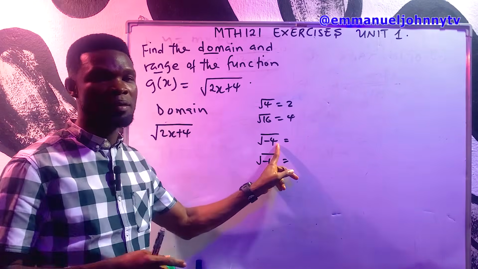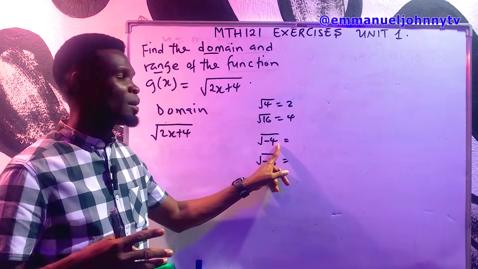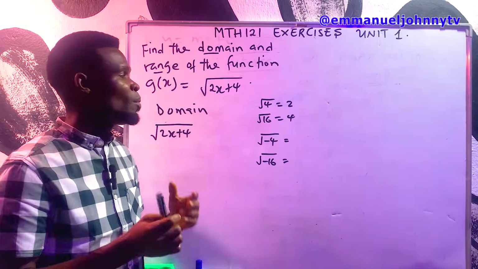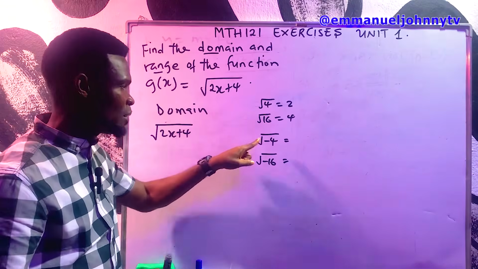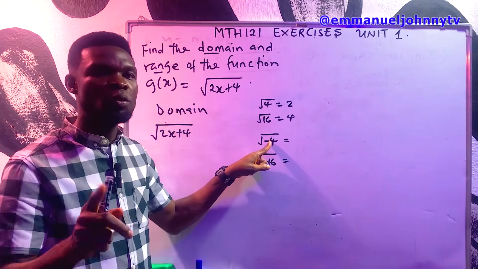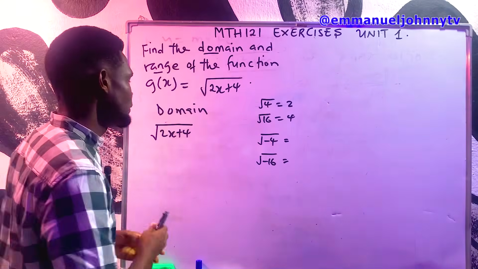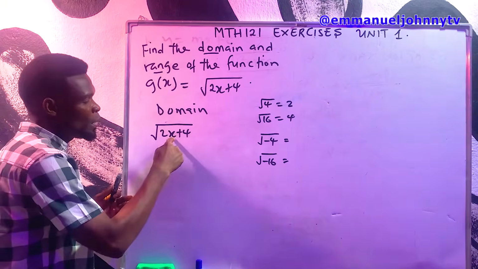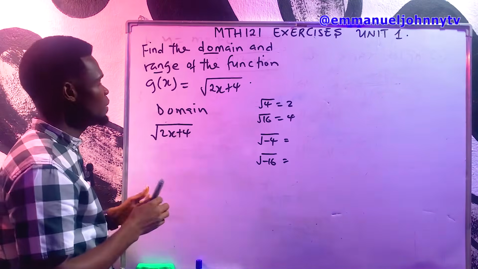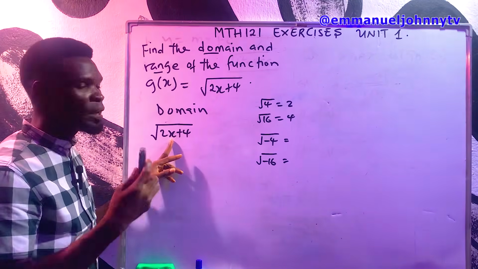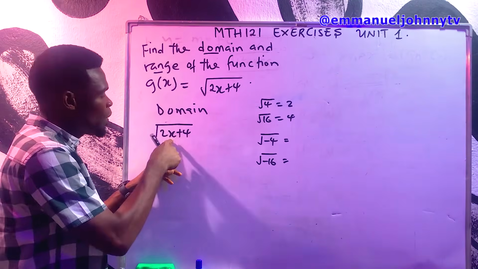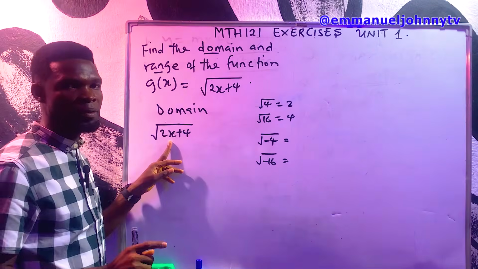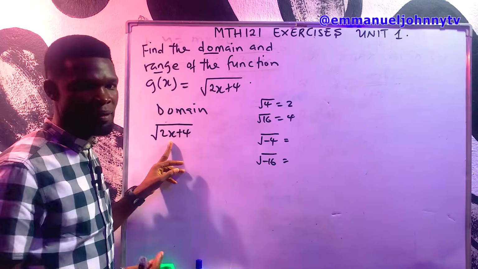But this thing can exist in another branch of mathematics, which is complex number. So that means this can exist in the complex plane. But in real value functions, this thing does not exist. So punch your calculator, it doesn't exist. Meaning that if I'm looking for domain, which is a set of input values of x, we are saying you must be careful not to include values of x that will make this function not to be defined. In other words, not to exist.